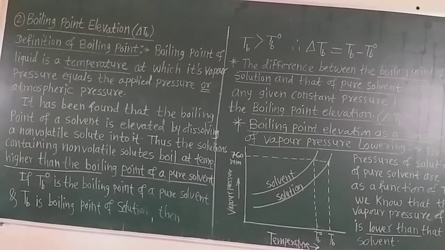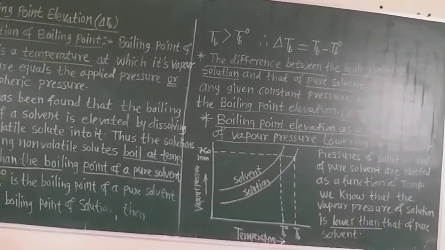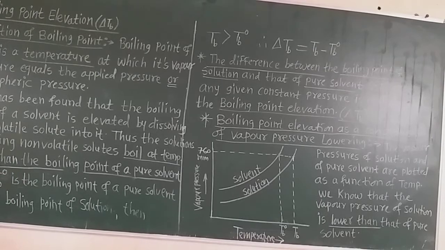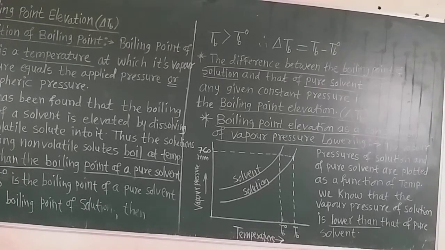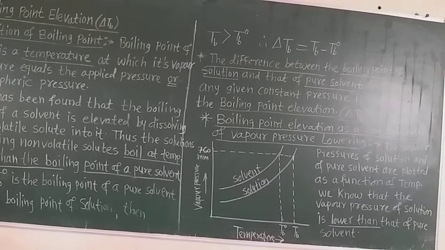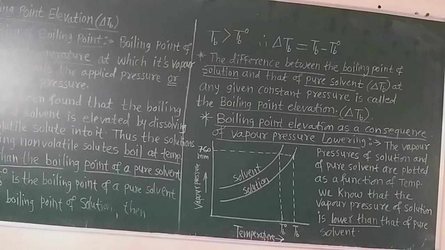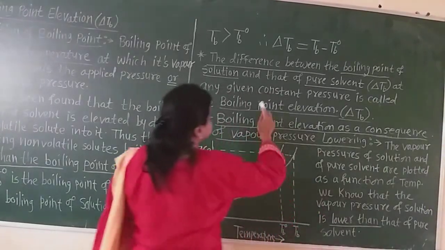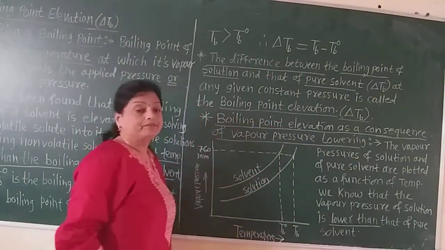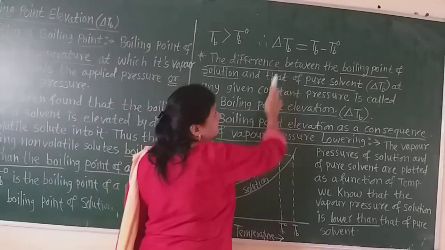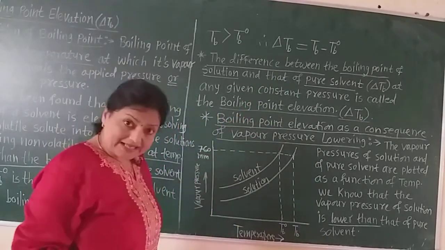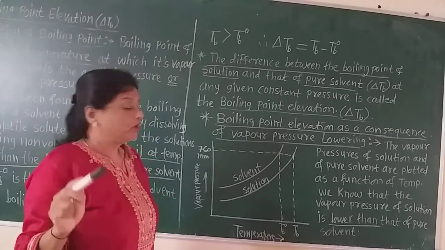T0B is the boiling point of the pure solvent and TB is the boiling point of the solution. Then this TB is always greater than T0B. Therefore, the difference between TB and T0B is delta TB, and that difference is called the elevation in boiling point.